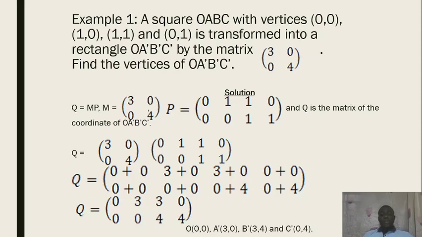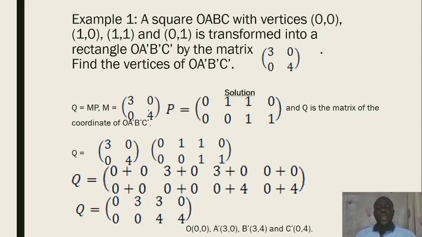For us to solve this successfully, we know that Q is the matrix that carries the coordinates of the image, and P is the matrix that carries the coordinates of the object. And M is the transformation matrix. If M is the transformation matrix, they gave us the matrix as (3 0; 0 4).